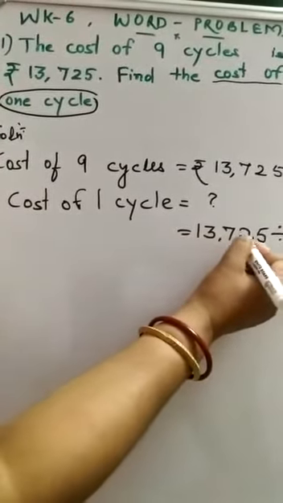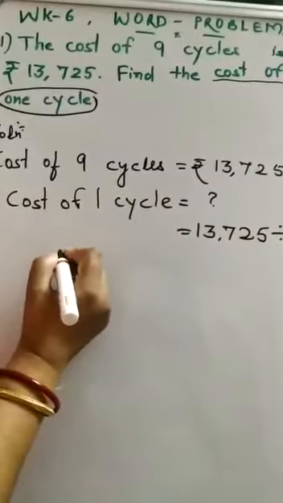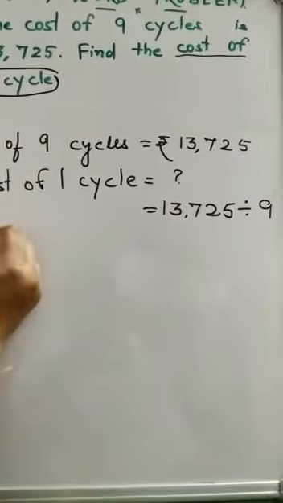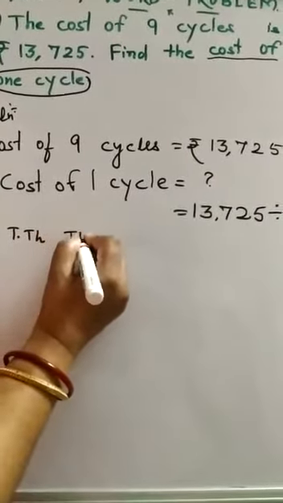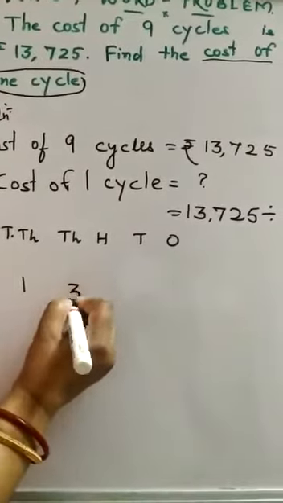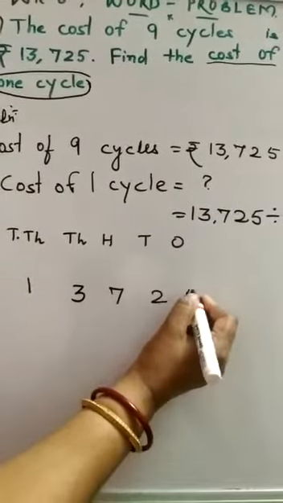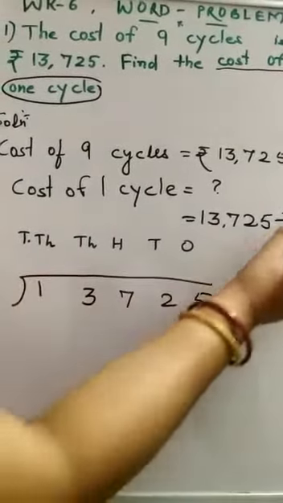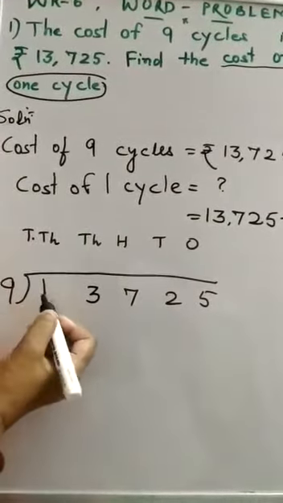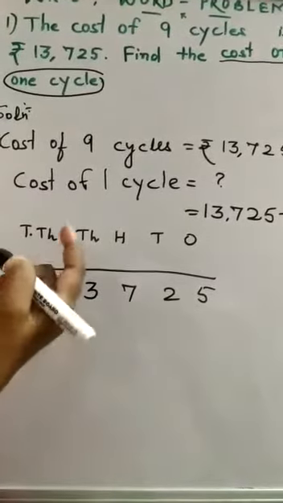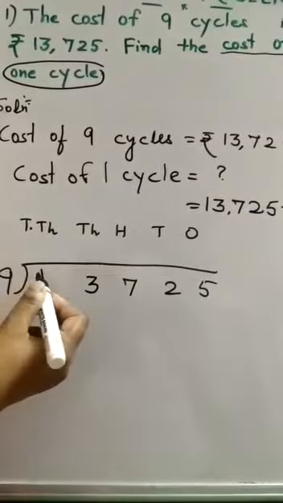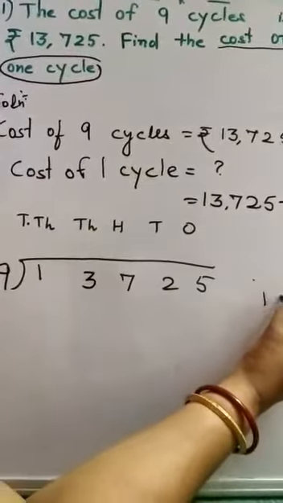13,725 is the dividend. It has how many digits? I will arrange the places: ten thousands, thousands, hundreds, tens, ones. 13,725 will be divided by 9. Let's start division. We start from the extreme left side, from the highest place value digit, that is 1. Here 1 is less than 9.